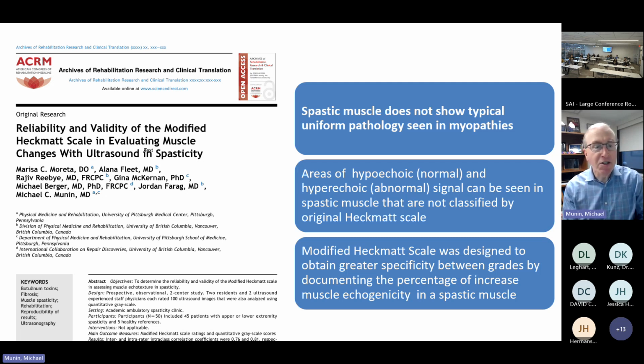The reason we did this is because we knew that spastic muscle does not show the typical uniform pathology seen in myopathies. Instead, there are areas of hypoechoic, which is more normal appearing, and hyperechoic, bright abnormal signal that can be seen in spastic muscle. And these are not well classified by the original Heckmatt scale. Our modified Heckmatt scale was designed to obtain greater specificity between grades by documenting the percentage of increased muscle echogenicity.